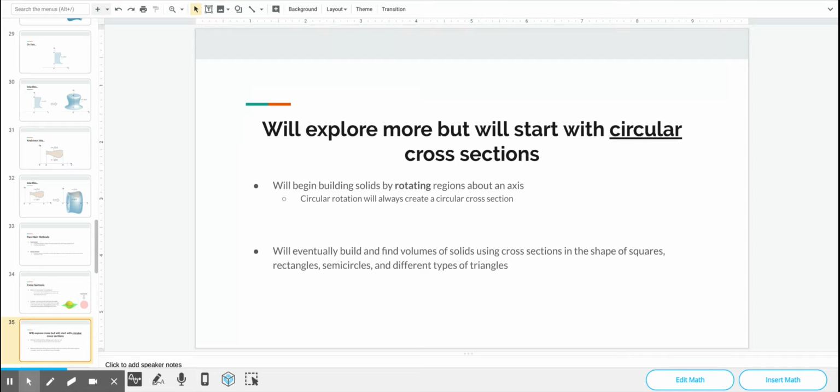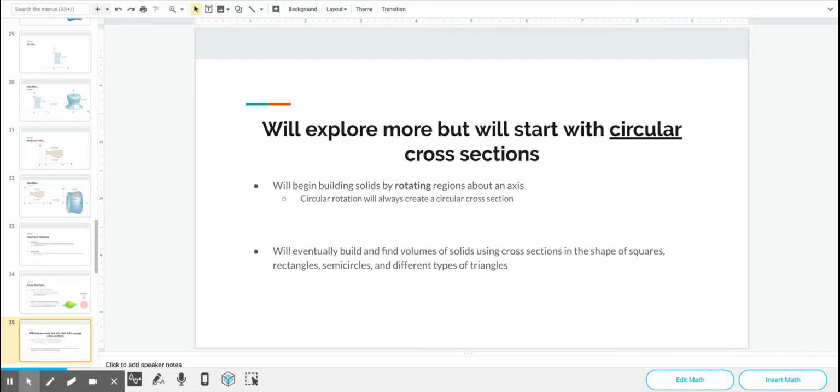so areas that are bounded by some functions, right? So these regions that we've created, and we're going to rotate them about an axis. So again, just think about that. If I rotate something, that's a circular motion, right? So I'm rotating it about an axis. Whenever I do that, there's always going to be this circular rotation and therefore a circular cross section.